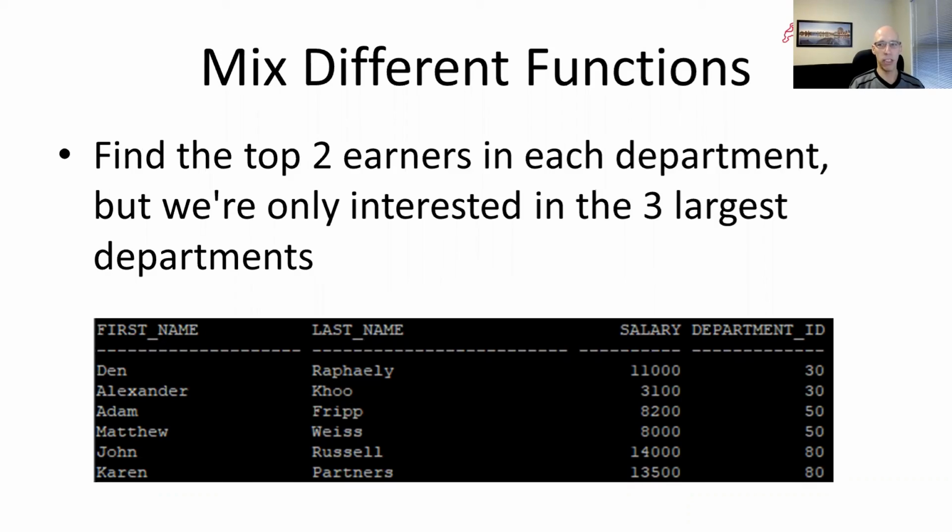So I want to take the 3 largest departments. Okay, so again, I have the employee table. I want to take the 3 largest departments with the highest number of people, just the 3 of them. And then for each one, present the 2 people who earn the most in this department. So in total, we'll have 6 rows. Okay, 2 people, 3 departments. Okay, how would you do that?